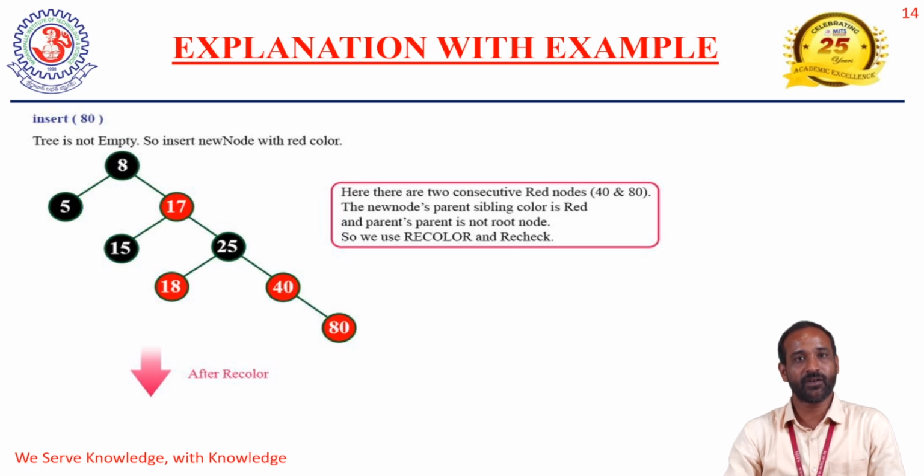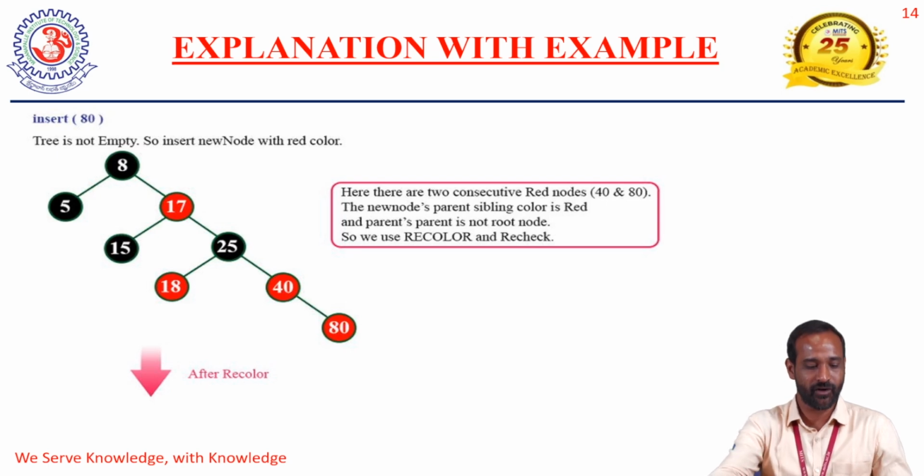So at that time what we have to do is compare within the tree. First we compare the new node's parent. The new node's parent color is red, the parent's sibling color is also red, and the parent's parent is not a root node. So we have to perform a recolor operation: we simply change the color of 18 and 40.